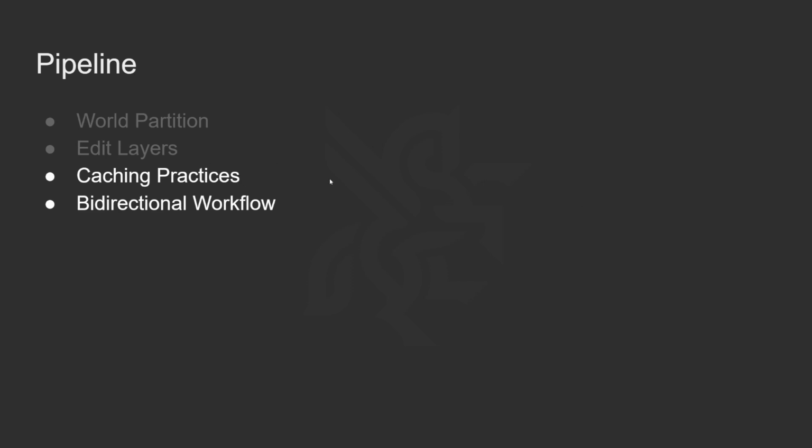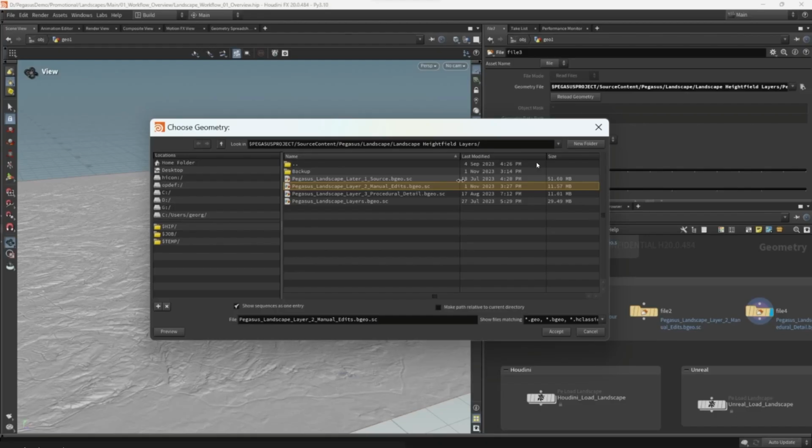All right. So now the probably most boring part for most of you, I'm going to talk about the caching practices and how we got this bi-directional workflow going. So essentially what I mean by caching practices is we didn't want to just work with Houdini Engine inside of Unreal. We wanted to be able to work both in the Houdini environment and inside of Unreal, independently of each other and benefit fully from the strengths of both programs.